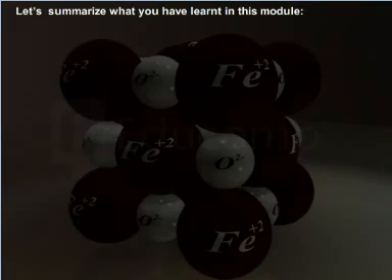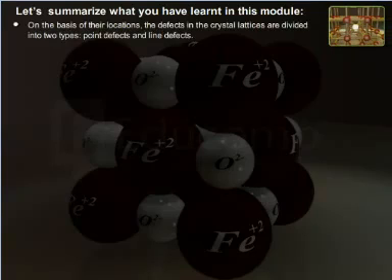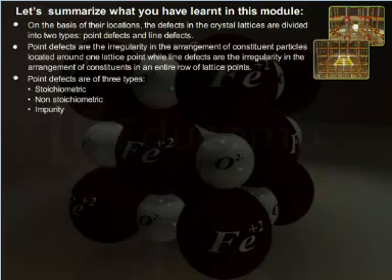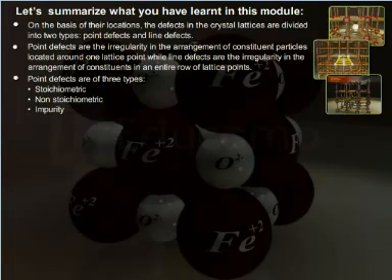Let's summarize what you have learned in this module. On the basis of their locations, the defects in the crystal lattices are divided into two types: point defects and line defects. Point defects are the irregularity in the arrangement of constituent particles located around one lattice point, while line defects are the irregularity in the arrangement of constituents in an entire row of lattice points. Point defects are of three types: stoichiometric, non-stoichiometric, impurity.